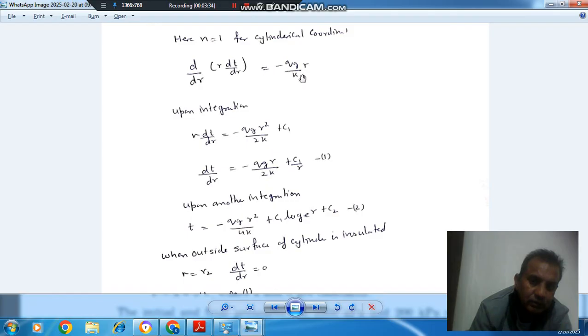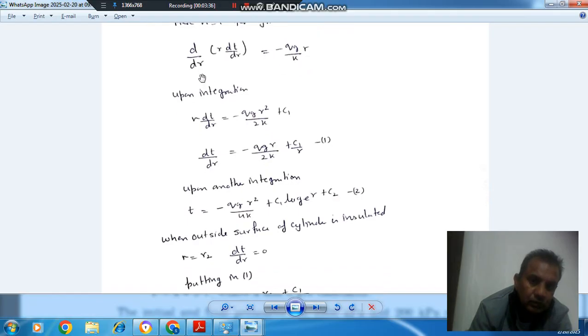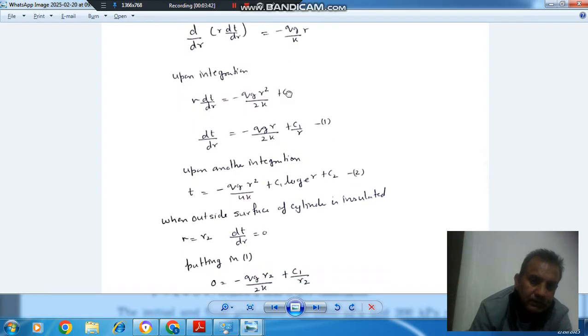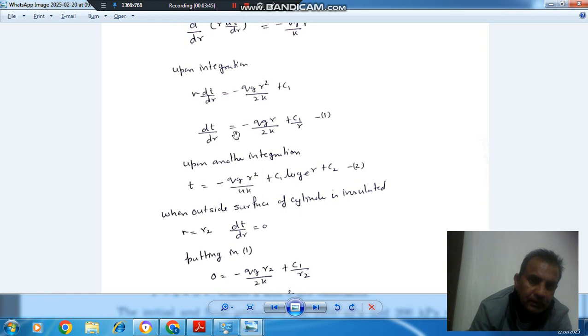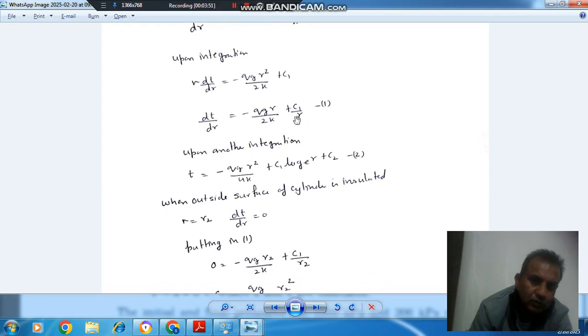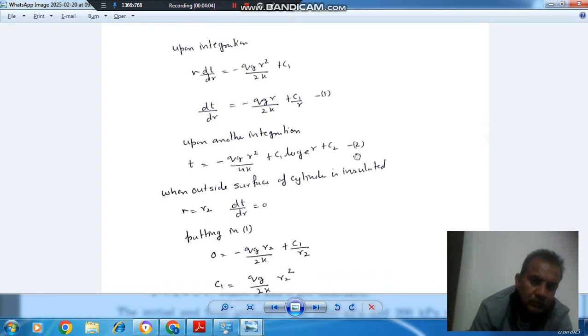If we integrate it, it will be r dT by dr equal to minus qg r square by 2k plus C1, and this will be dT by dr is equal to minus qg r by 2k plus C1 by r. So this is equation number 1. Now if we again integrate it, it will be T is equal to minus qg r square by 4k plus C1 log e r plus C2. So this is equation number 2. This integration is given in the book.